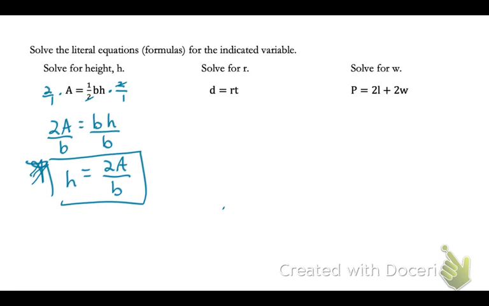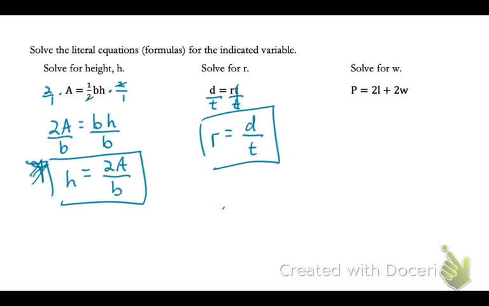The next one is a formula for distance, and it equals rate times time. So it says solve for r. So we look at what's happening to the rate. It's being multiplied by time. So let's divide both sides by t, or by time. So I'm going to move my r over to the left side of the equal sign, and that equals distance divided by time, or d over t.